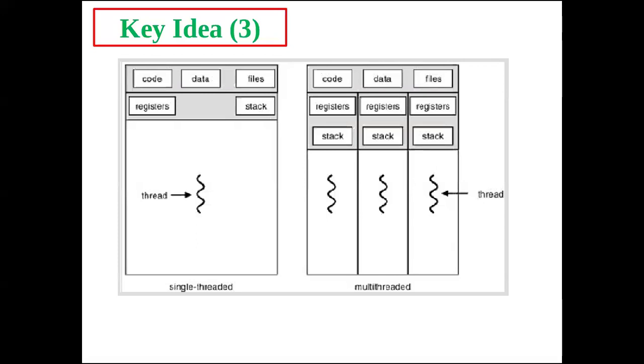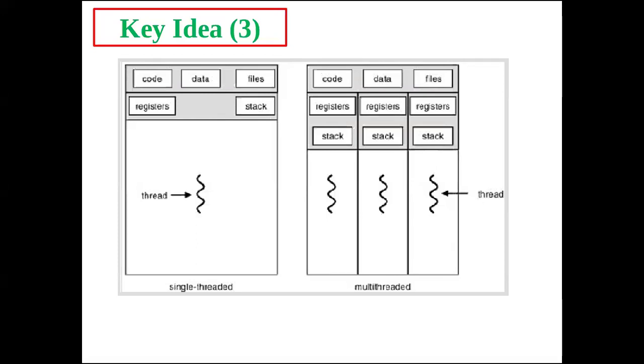Now, if I talk about the right side one, see, this is a multi-threaded process. What you see here, code is present once, data is present once, and files are present once. They are shared. But what about execution components? We see multiple sections, multiple registers, multiple stacks, and each thread has its own registers and its own stack. And we also see multiple threads, and each thread represents a separate execution flow.